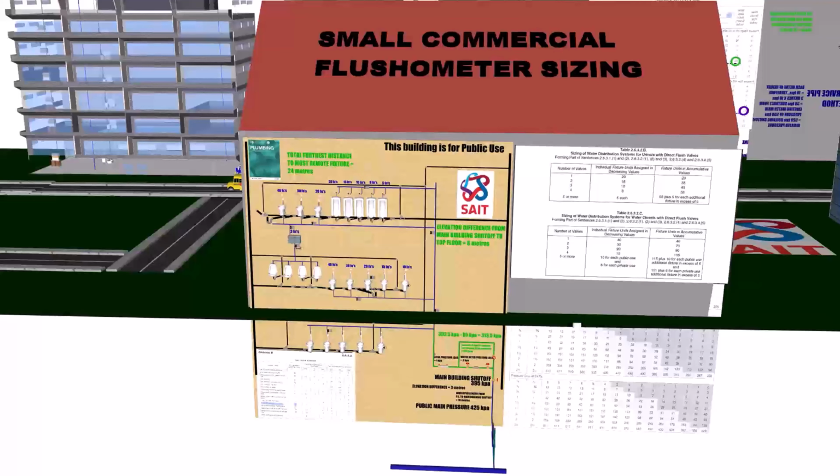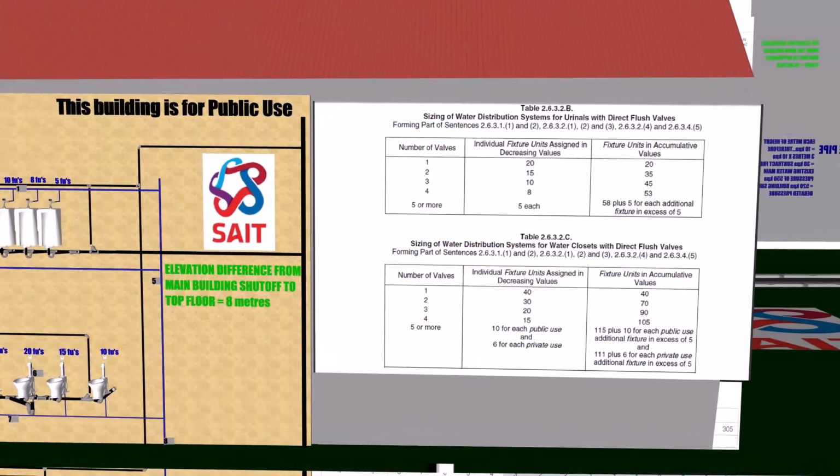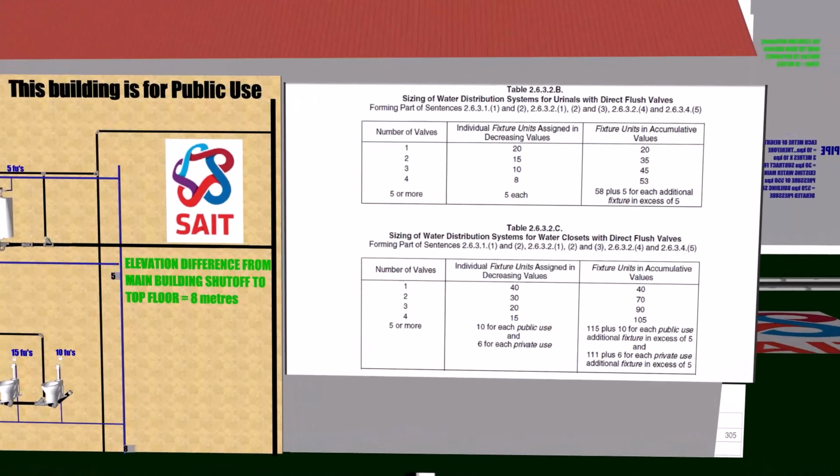In the next approximate 5 minutes, I will explain what we teach in third and fourth year plumbing code. Let's start off with flushometer sizing from tables 2632B and C for sizing water lines for the urinal and water closet flushometers. These tables are fairly easy to understand.